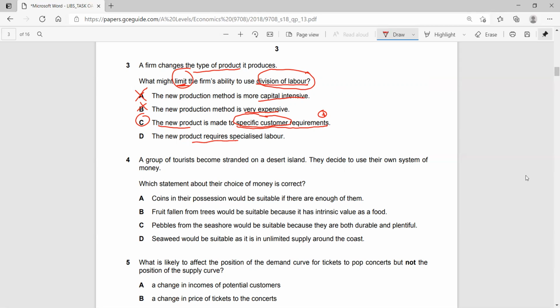And the product requires specialized labor. So you require maybe specialized, high-skilled labor, but that makes it difficult to produce in general. That doesn't in any way talk about division of labor specifically.